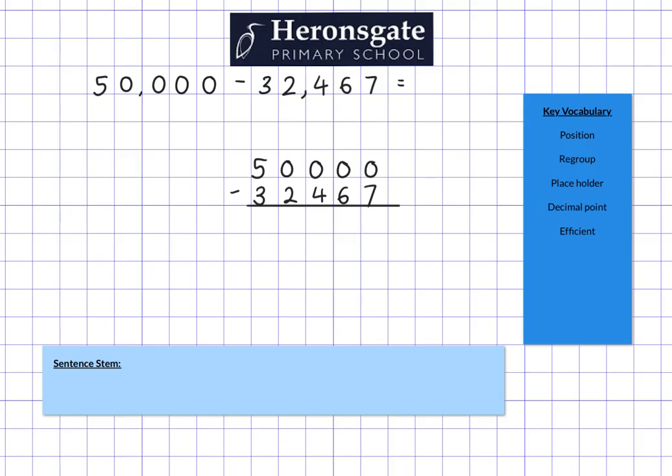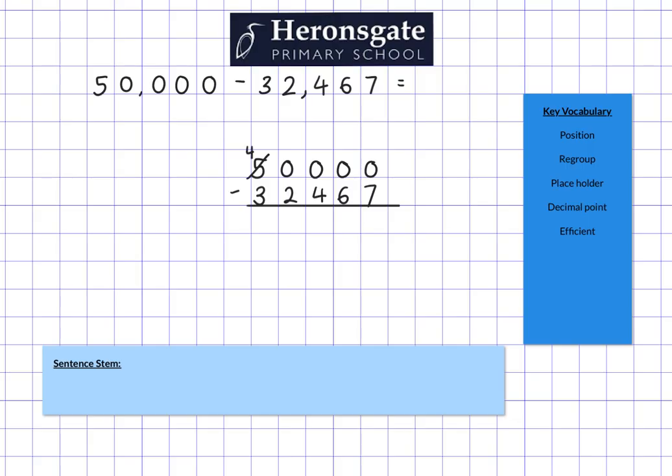First things first, I start with my smallest place value, my ones column. In this case, I have 0 ones subtract 7 ones. I'm going to need to regroup. But as you can see, there are no tens, there are no hundreds, there are no thousands. So I'm going to have to go down to my 10,000s column. And it is more efficient to regroup all columns at the same time when subtracting from a multiple of 1,000.